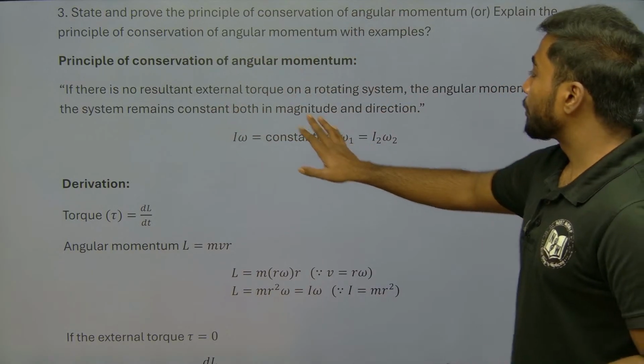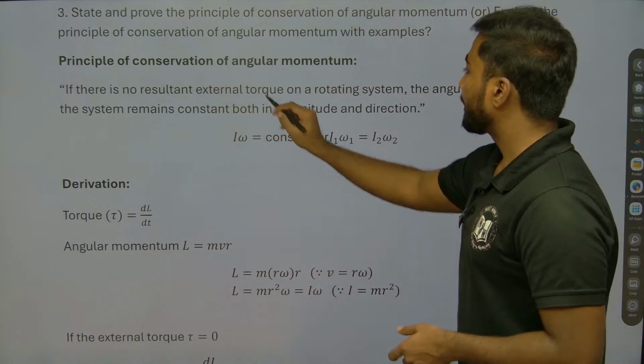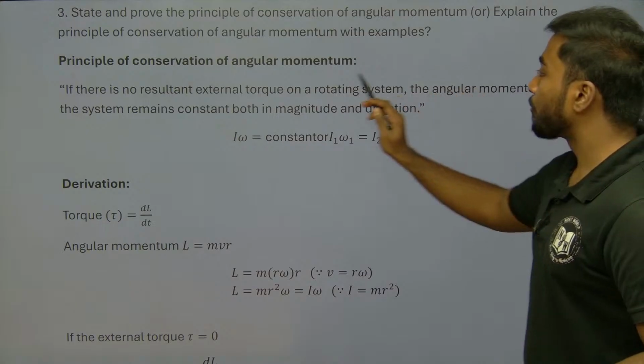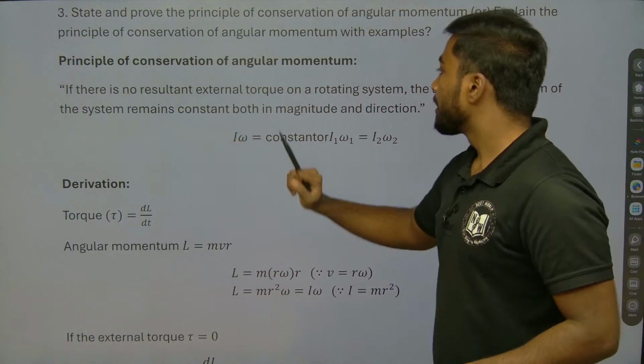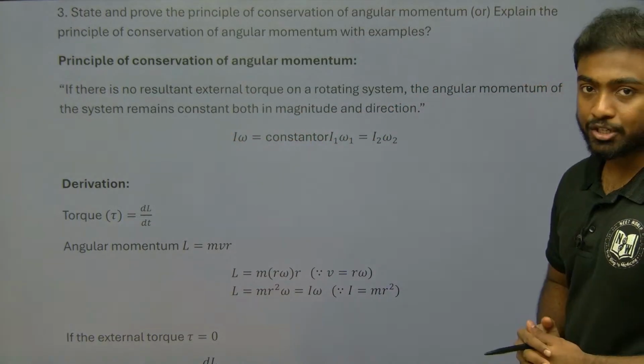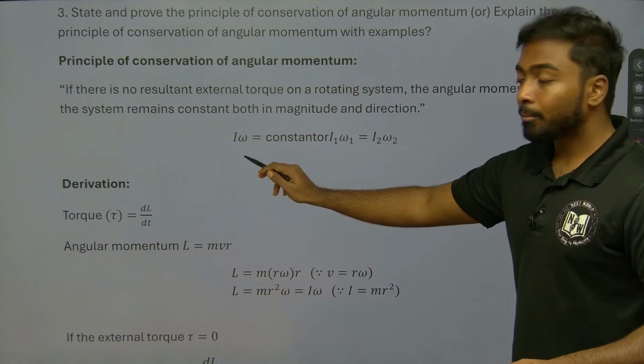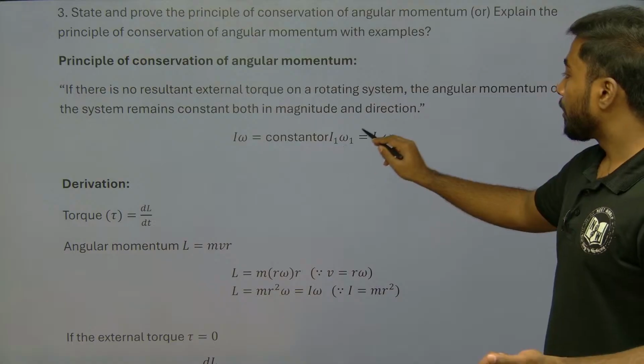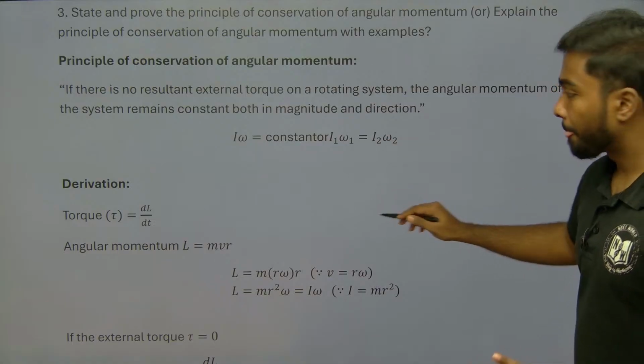Okay. So no external torque on a rotating system, the angular momentum of the system remains constant both in magnitude and direction. So I omega will always be constant. So I1 omega1 will be equal to I2 omega2, right?